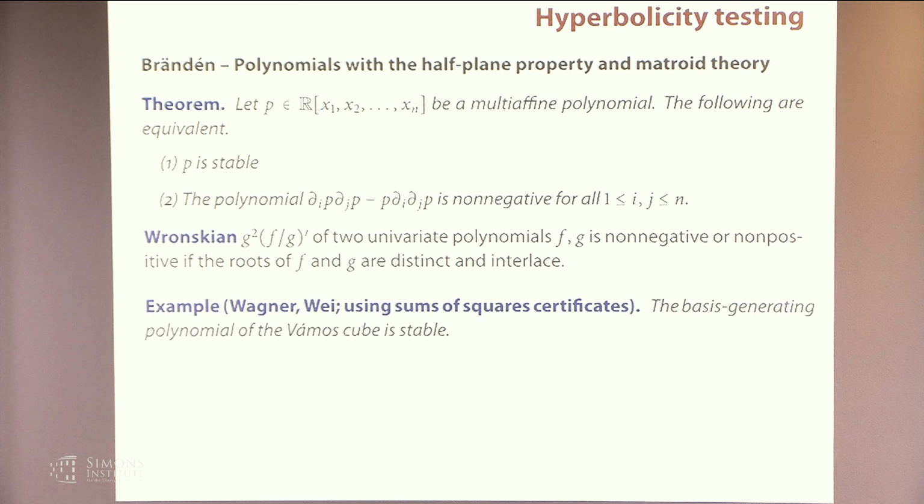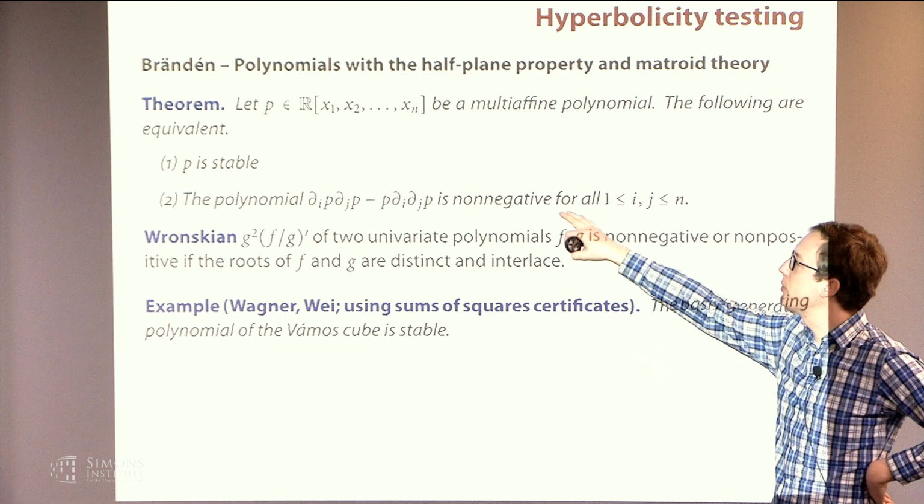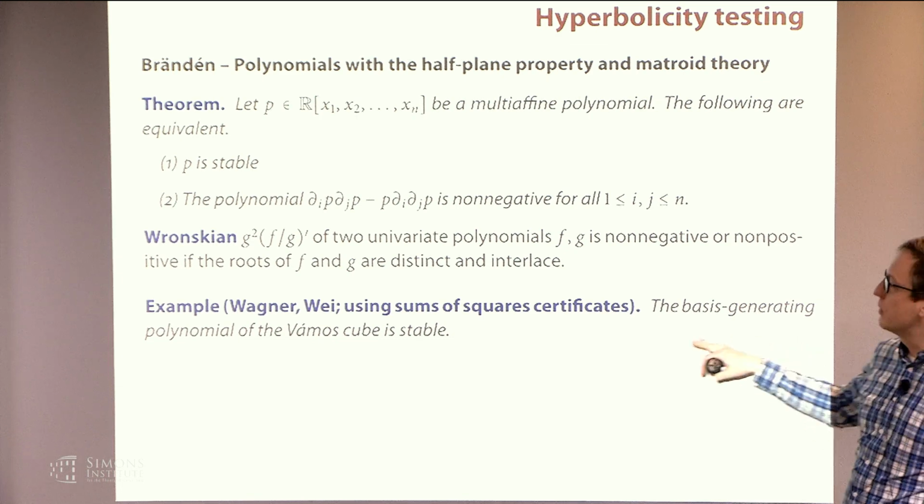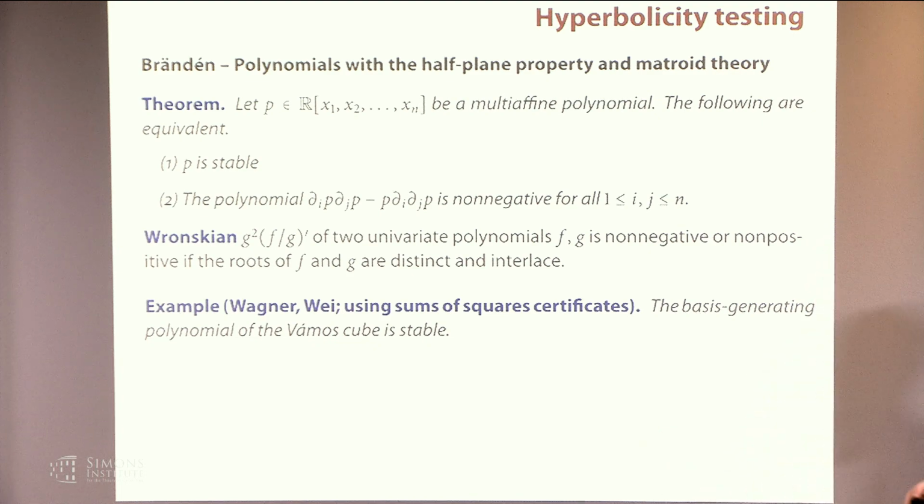And this, for instance, you can use as a stability test. You can go ahead, take your multi-affine polynomial, you compute them all, and try to prove that these are non-negative polynomials. And this was explicitly done in a particularly interesting example that will show up later. If you take the basis generating polynomial of the Vámos matroid, you can use this theorem to prove that it's a stable polynomial.